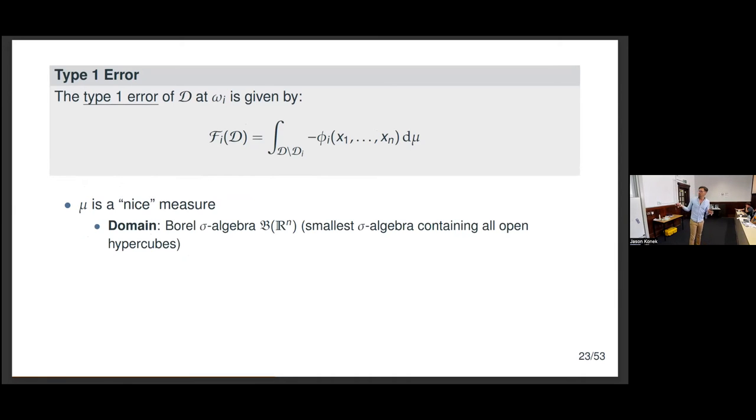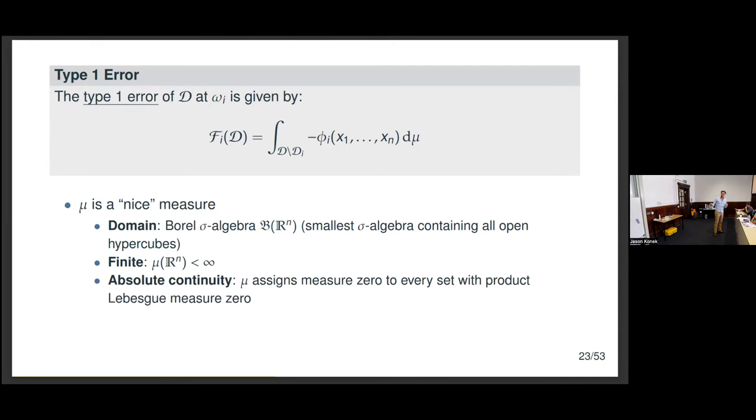I'm going to just assume it's defined on the Borel sigma algebra of Rn, the smallest sigma algebra containing all the open hypercubes. I'm going to assume it's finite. I'm going to assume it's absolutely continuous with the product of a measure. So basically, I just want finite stuff. I want these integrals not to explode.